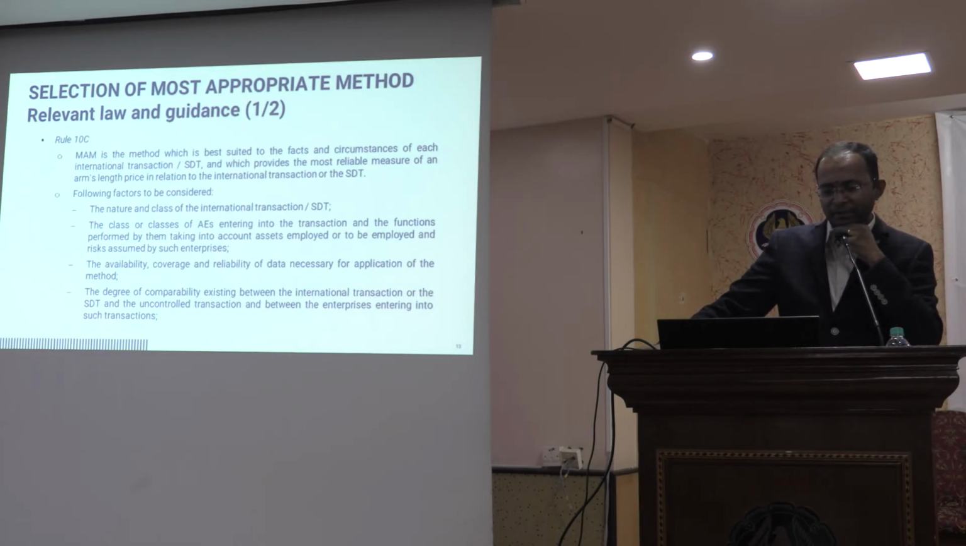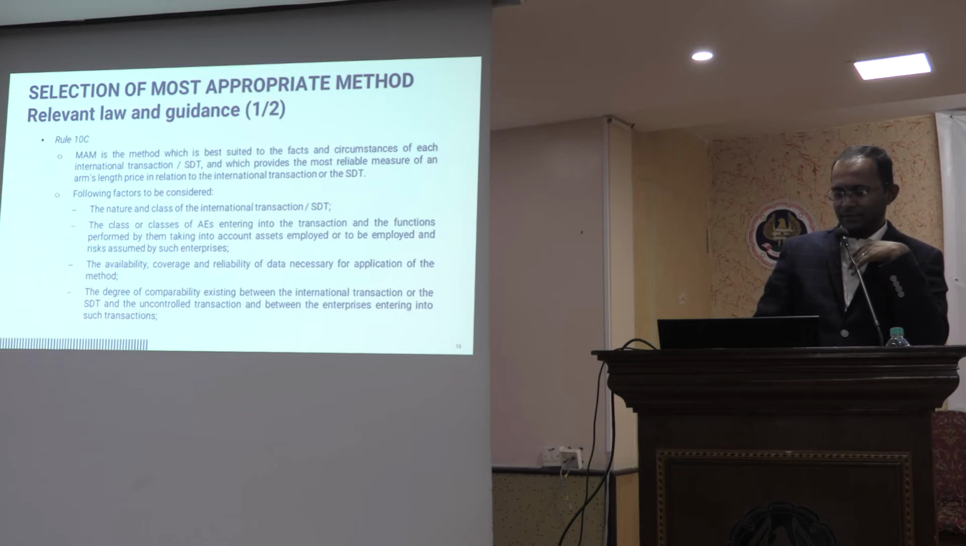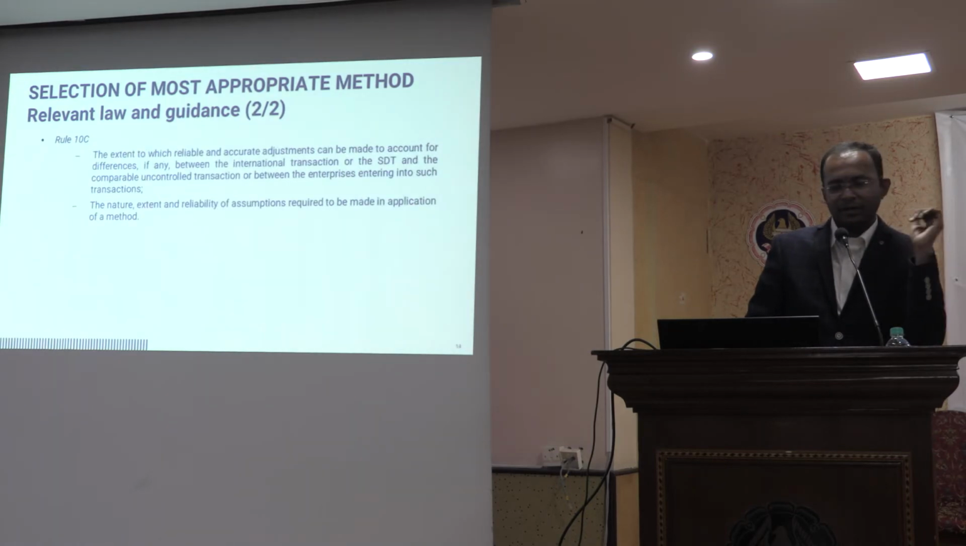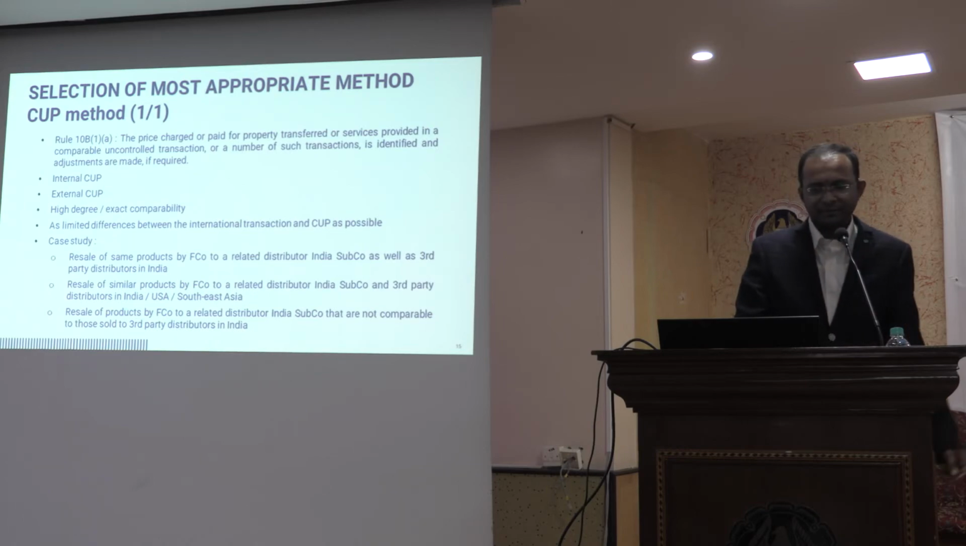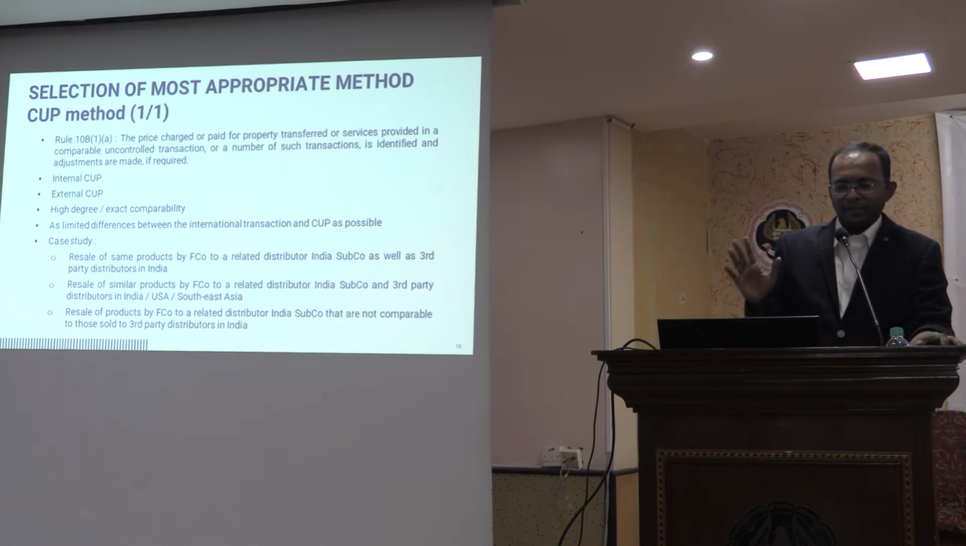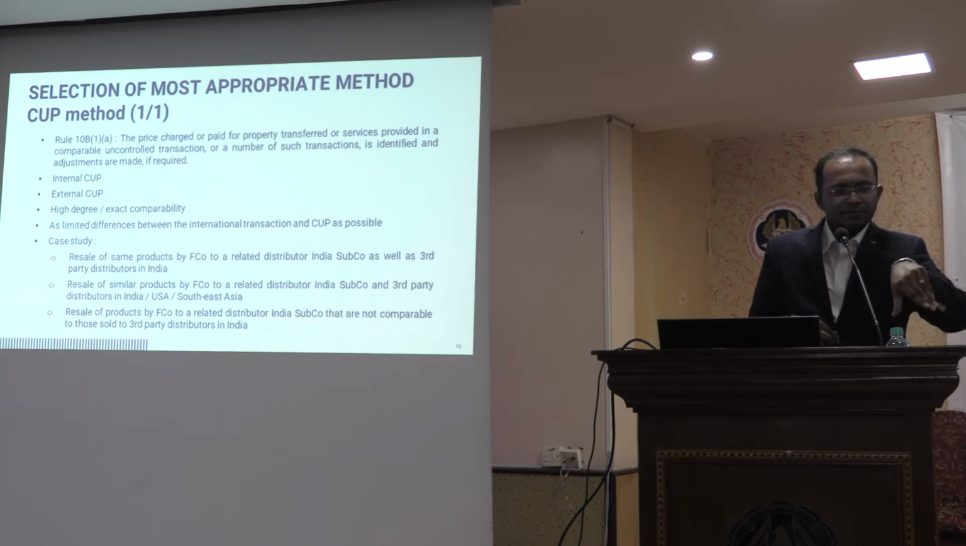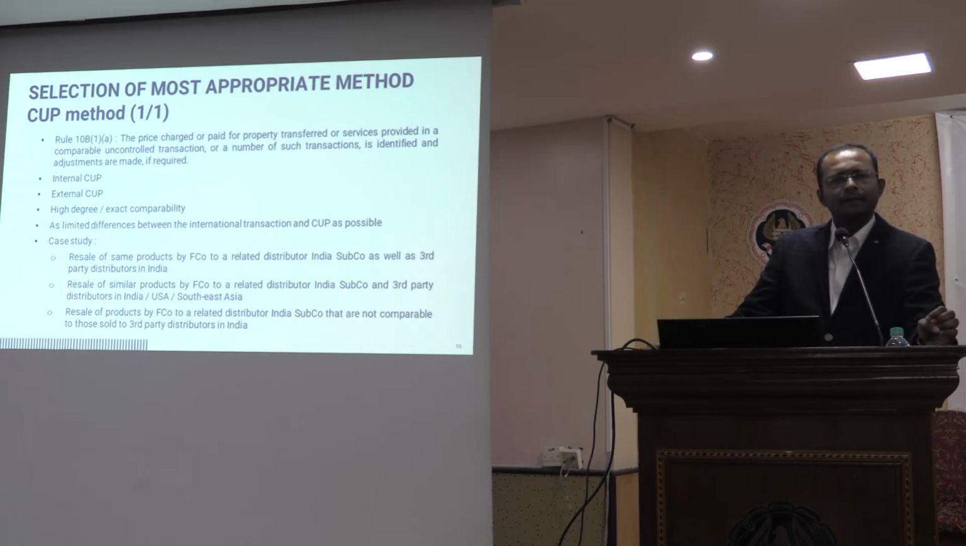The degree of comparability existing between the international transaction, extent to which reliable and accurate adjustments can be made, nature, extent and reliability of assumptions required to be made in application of the method. So these are the 6 parameters which are there. We go to the methods and then we try to correlate it with the choice of the method. First is the CUP method. Price charged or paid for property transfer or services provided in a comparable uncontrolled transaction is identified and adjustments are made if required. So CUP method is the oldest method in transfer pricing.